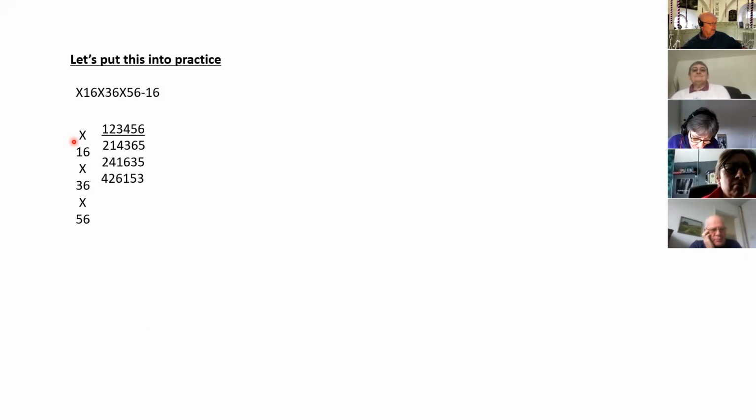3, 6. So, who's going to tell me the bells which are going to cross over? First and second place. Yeah, 4, 2. And fourth and fifth place are going to cross over. And 6 and 3 are going to stay where they are. There you go. Then we're going to cross them.